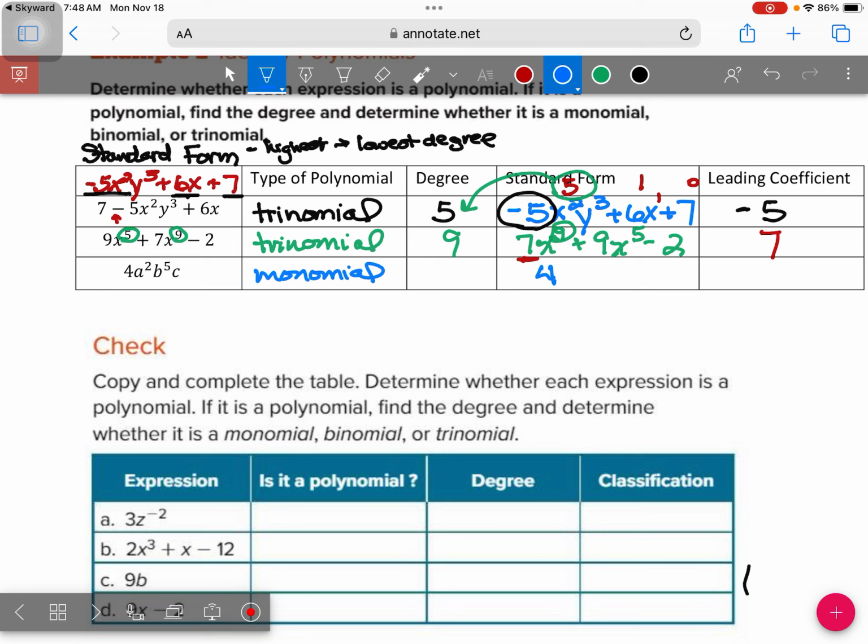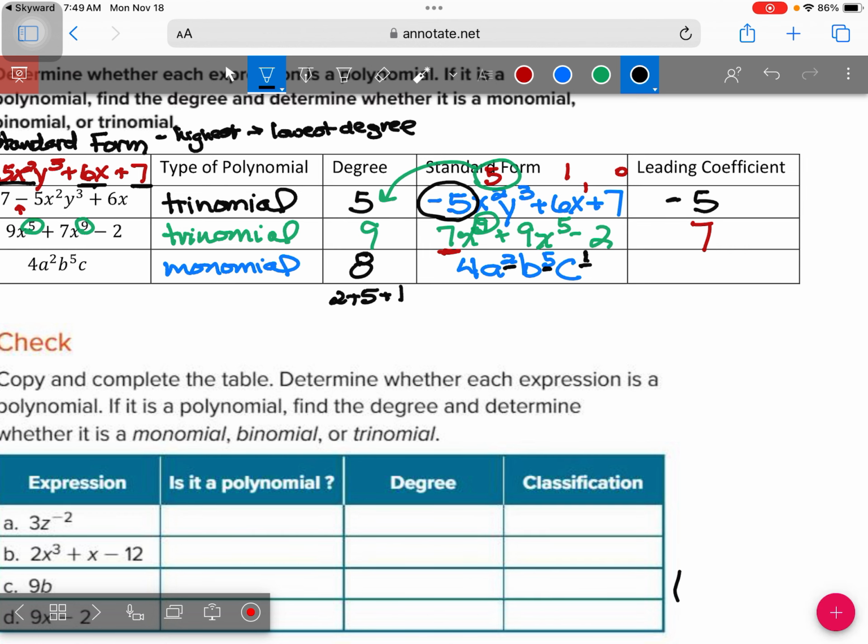Standard form would be the same, 4a squared b to the 5th c. And since there's only 1 term, I need to take the degree of every power on the variables that I have. So that means I take the 2, I add 5 to it, and 1. So 2 plus 5 plus 1, because you have to add all of them for the term, makes this 8. 8th degree. So the leading coefficient is 4. Leading coefficient is 4. Very good.